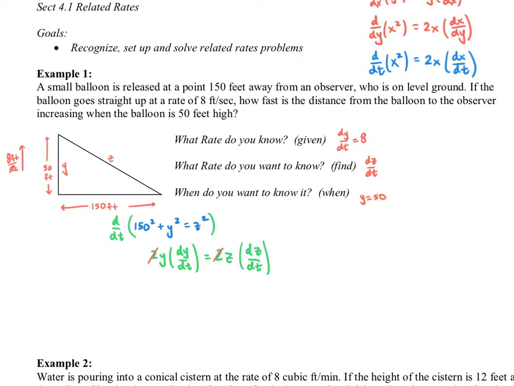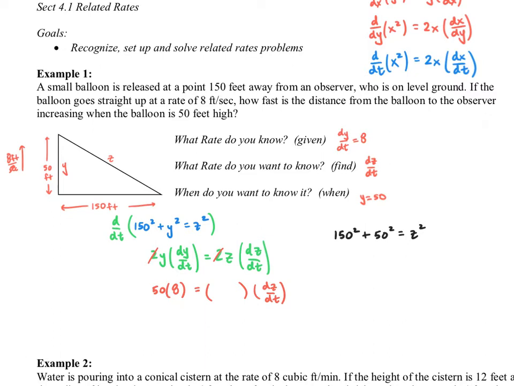for that, but we also need to figure out what z is, because we know y is 50, we know dy/dt is 8, and then we're trying to figure out what z is, and we have dz/dt that we're trying to solve for. So we're going to find z by just using the Pythagorean theorem. We know that the base is 150, we're going to square that. We know that y is 50, so we're going to square that. And we know that it's all equal to z squared. And again, this is going to allow us to find what z is at the moment when y is 50.